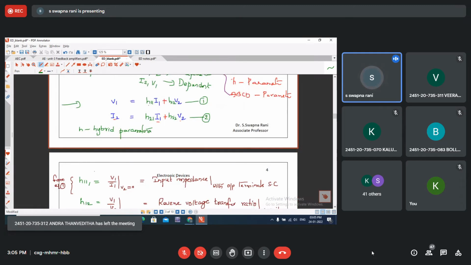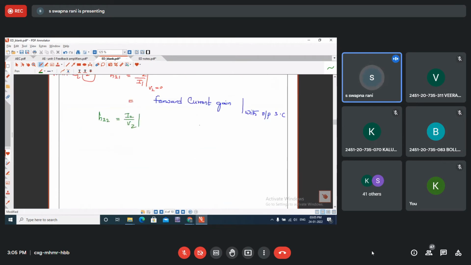In my equation, while defining H22 you need to set I1 to 0. So H22 can be written as I2 by V2 with I1 equal to 0. What do we call this, I2 by V2? Output impedance? No, output admittance. I by V is output admittance, with the input terminals open circuited.